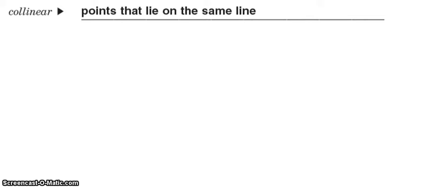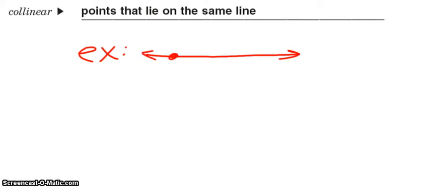Collinear. Points that lie on the same line. Example of this. I tell you what, on this line right here, let me put 4 letters right here. All 4 letters are collinear. If I put a B off to the side here, that would not be collinear. B is not collinear with any other point because it is not on the same line.